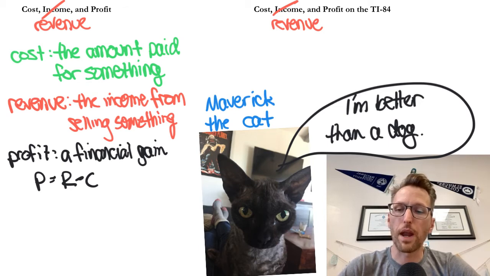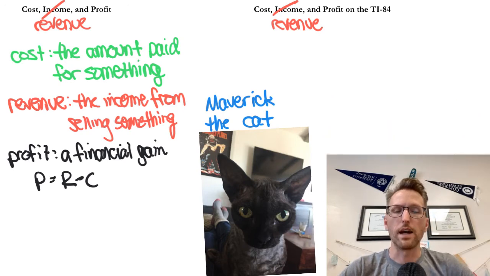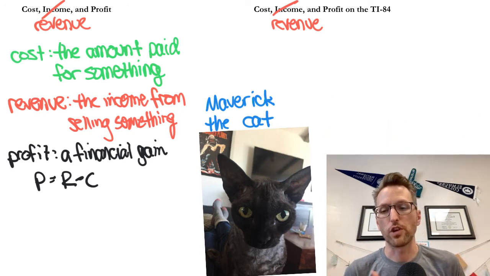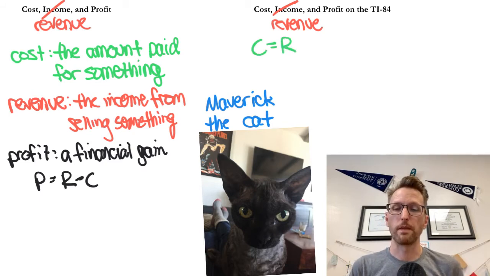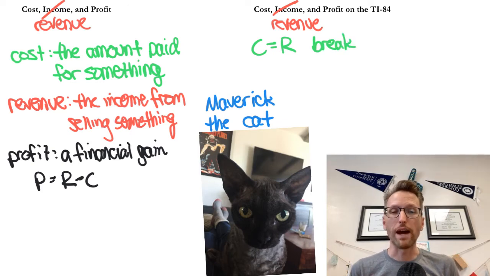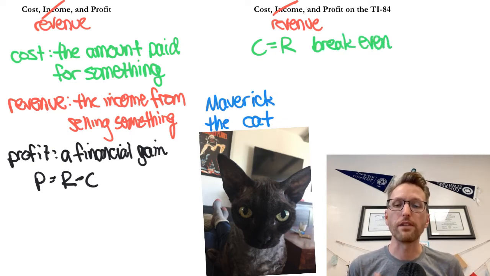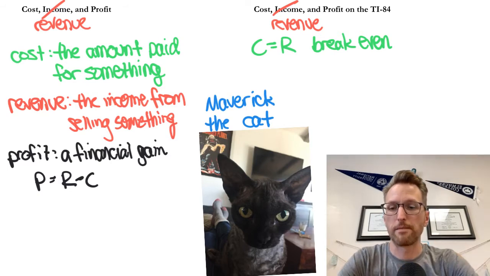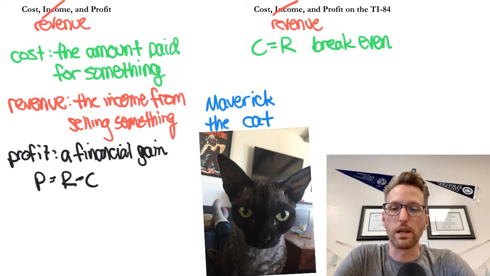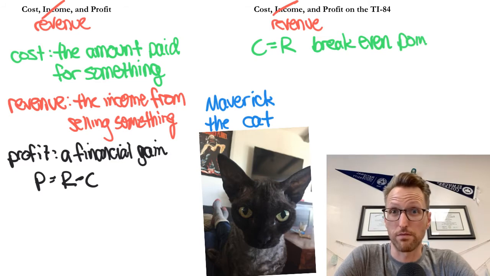Now, just a quick thought about these things on the TI-84, that it's all about the graphical approach here. So when I write C equals R, algebraically, I'm trying to find out when cost is equal to revenue. But graphically on the TI-84, what I'm trying to find out is visually where those lines intersect. So that's the break-even point, and we use the intersect option for that, the feature.